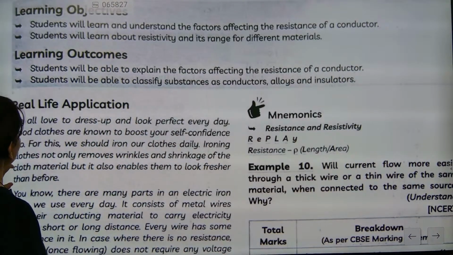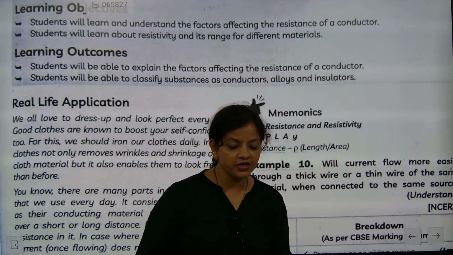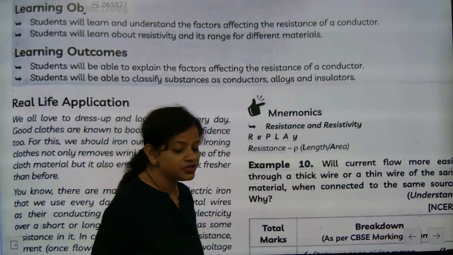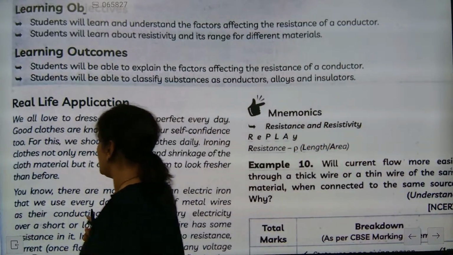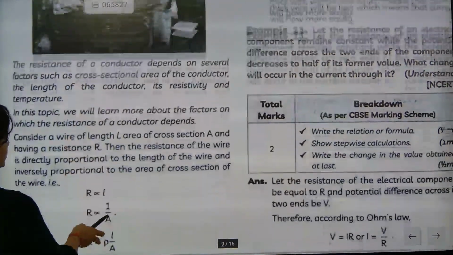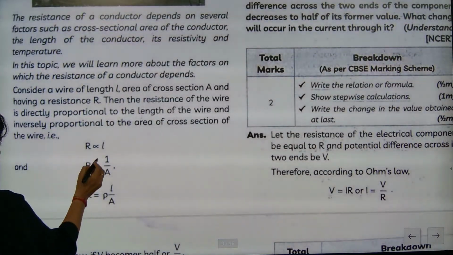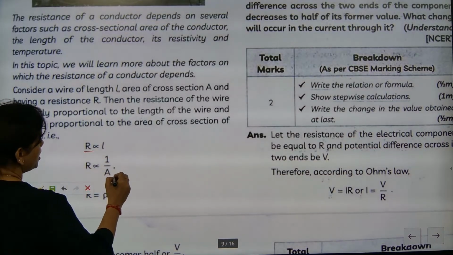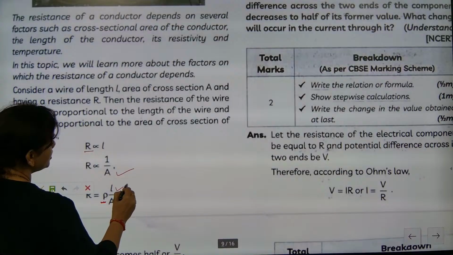Now look here, what are all the factors? We know that resistance depends upon a few factors, length, area. Sanjay, you had asked me a question. That time you asked me what all factors resistance depends upon. So here you understand one thing: resistance depends upon area of cross section and resistance depends upon length of wire.